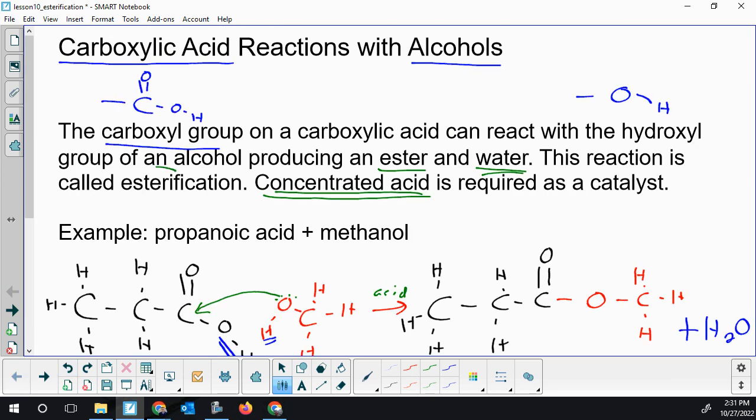So that reaction type I put in your notes there. So we have addition, substitution, elimination, 2 types of elimination. We could have combustion, both complete and incomplete, and finally esterification.